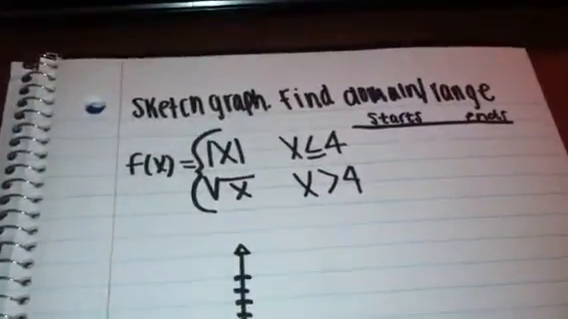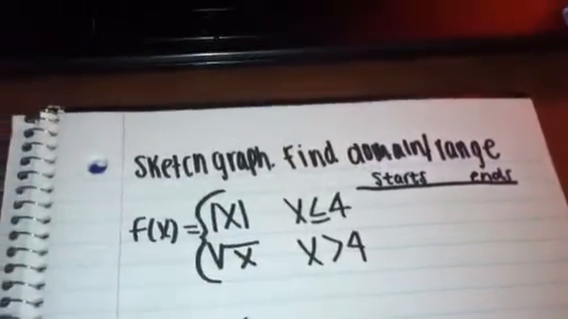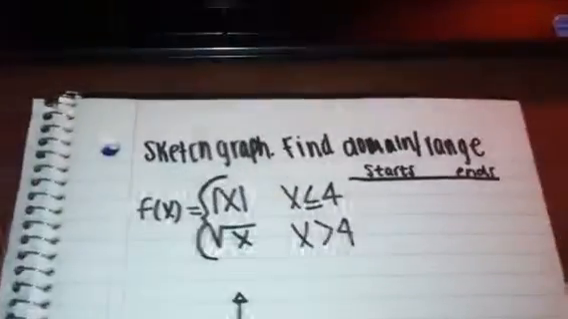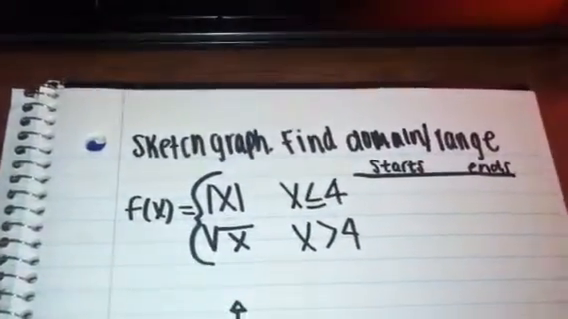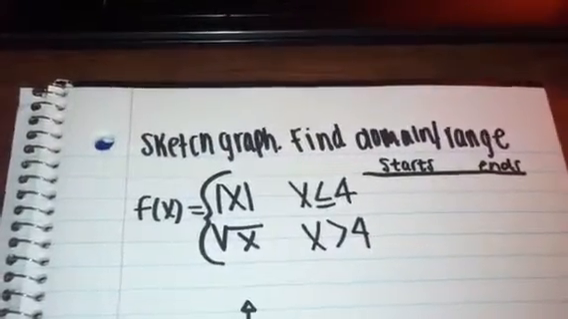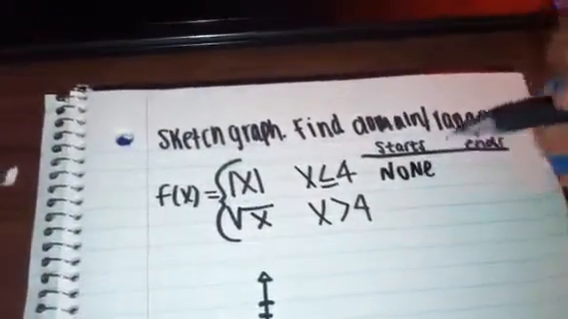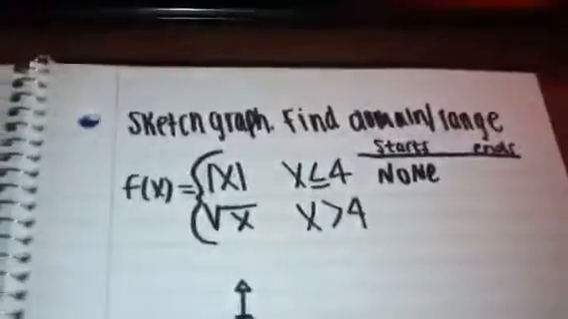Okay, so my problem, we needed to sketch the graph of this piecewise function, and we also needed to find the domain and range. In order to do so, we need to find out where the graph would start and end for each part of the equation of the piecewise function. So, for the first part, it says the absolute value of x is less than or equal to 4. And that means that it's not going to have a start, because it's any number less than or equal to 4, so it doesn't have a start.